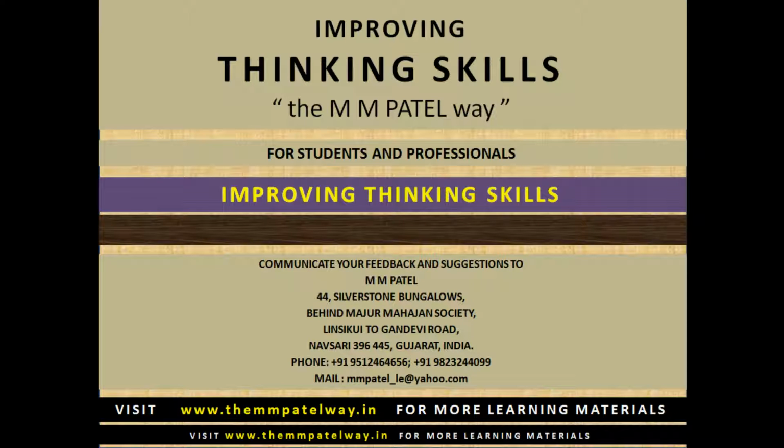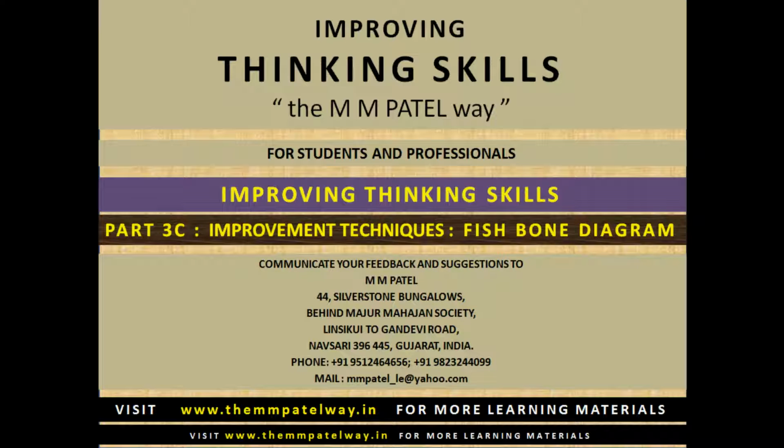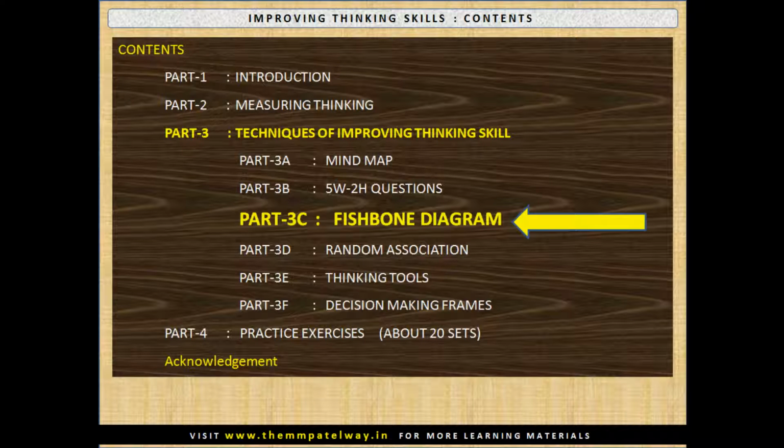Having discussed two techniques of improving thinking skill, that is mind map and 5W2H questioning, now we come to the third technique, fishbone diagram method. Fishbone diagram technique is basically used in the industries. It has been made very popular by quality circle movement. It is basically used to find out causes of a problem. The basic intention is to find out the cause and to eliminate it.